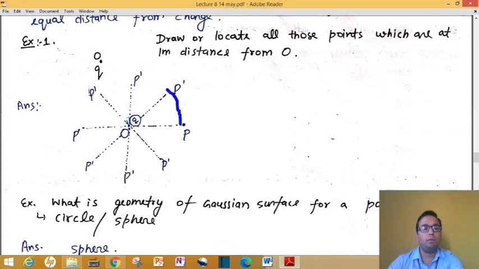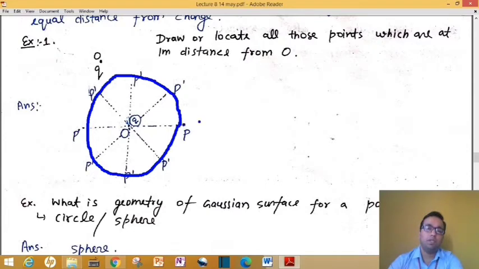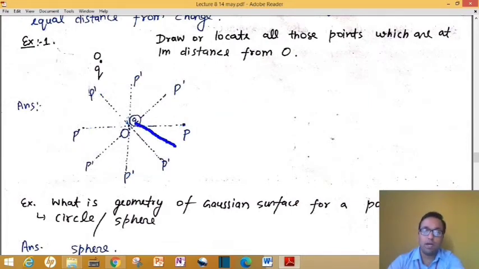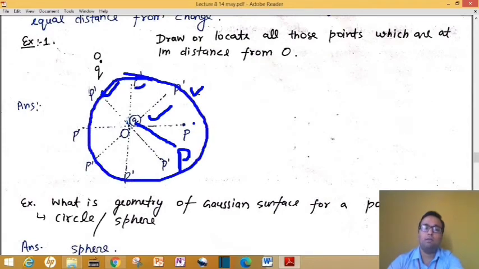Now you have to join all these points to make a Gaussian surface. Tell me, if you join all these points, which geometry will you get? Cube, cuboid, circle, or something else? Many of you must be thinking of a circle, but it is not a circle. It is a sphere. Remember, because we can imagine a point in space also at a distance of 1 meter. So you have to make all possible points, not in a certain region. Then you will get a sphere.